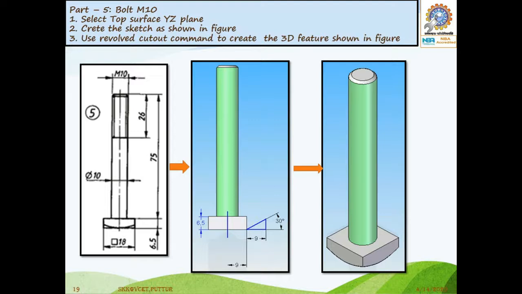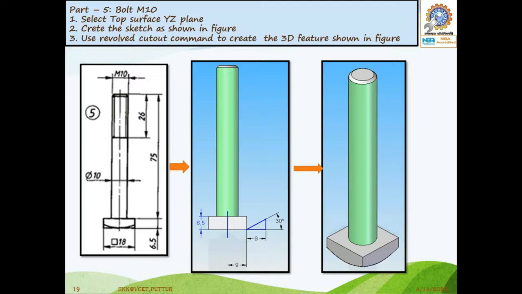Then you have to click on the protrusion command. After clicking the protrusion command, you have to click on that square. Then you have to give the depth, or height, of about 6.5. Then once again you have to go to the protrusion command.